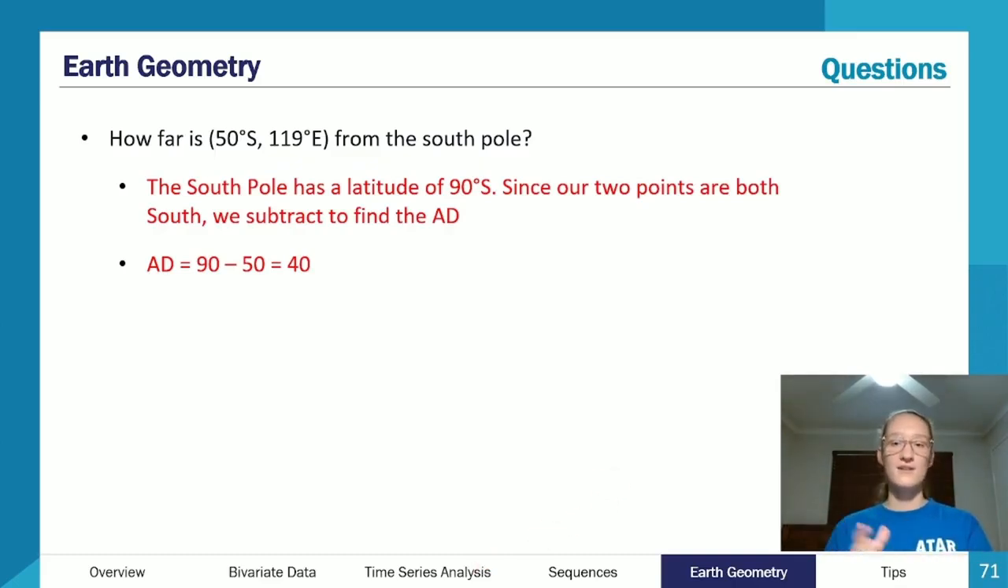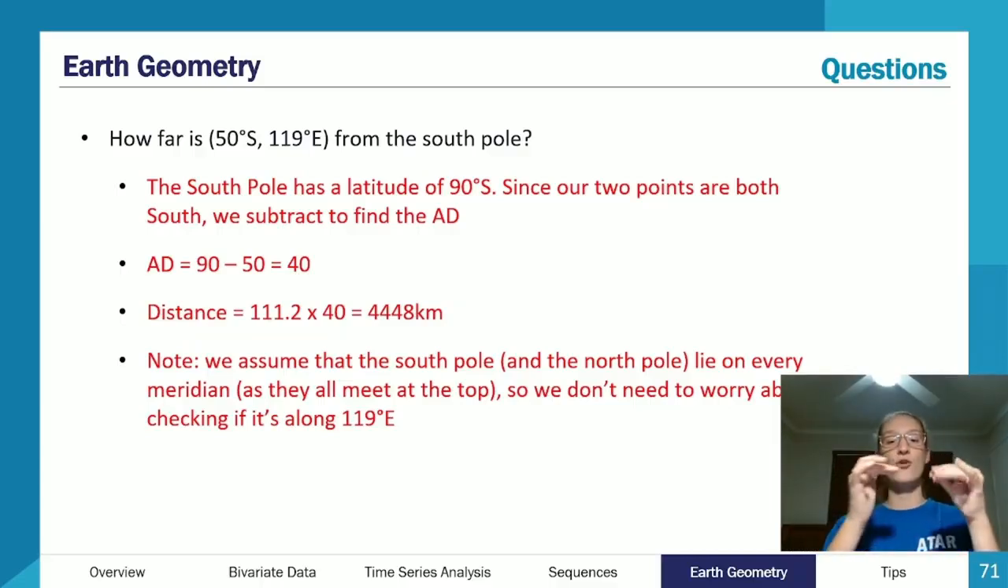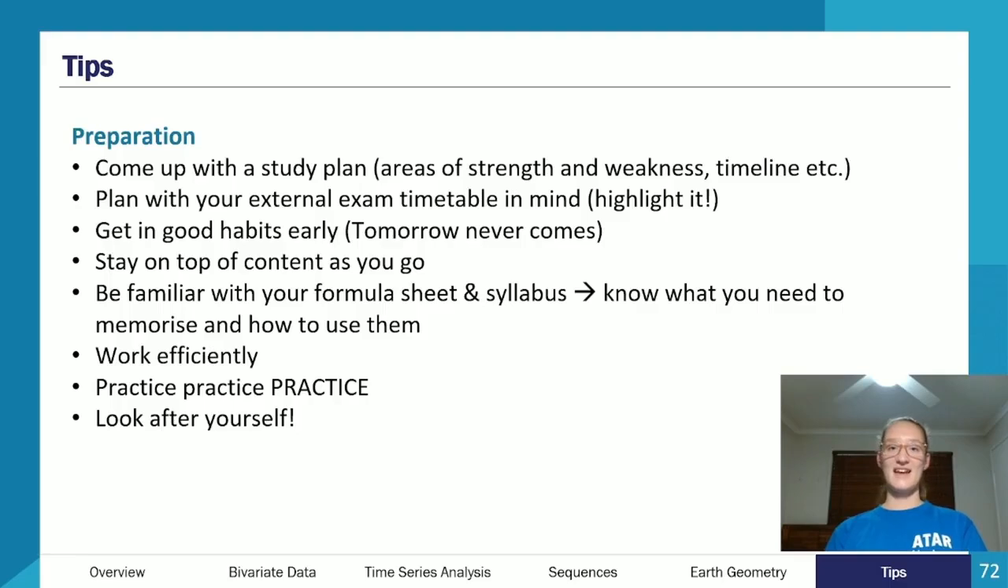Because they're in the same hemisphere, we subtract to find our angular distance. And because our points are on the same meridian, we use this formula here. We do the 111.2 multiplied by 40, which is our angular distance, which gives us our distance there. So that's just one quick example of a question. And note, we assume that the South Pole and the North Pole lie on every meridian because they all meet at the top. So we don't need to worry about whether the South Pole is at 119 degrees east. We just assume that's the case.